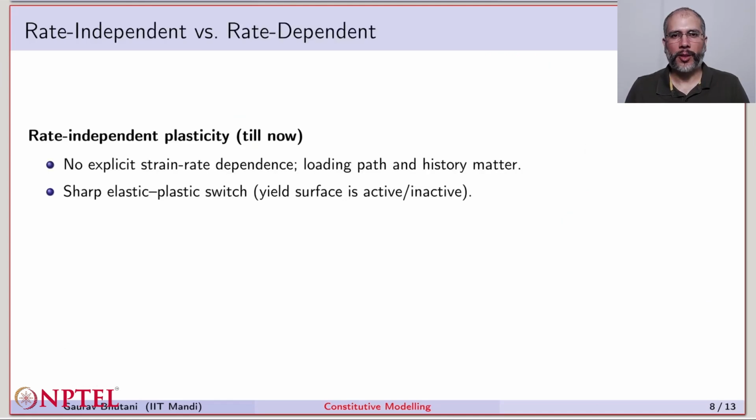Now, whatever plasticity models we have discussed till now were rate independent in the sense that there was no explicit strain rate dependence in our models. Of course, our models took care of the historical effects and loading path, but there was no effect on how fast the overall strain in the material is changing, whether you are straining the material very quickly or slowly. Also, till now, in the rate independent plasticity we discussed, there was a very sharp yield surface. That is, we suddenly went from an elastic region to a plastic region.